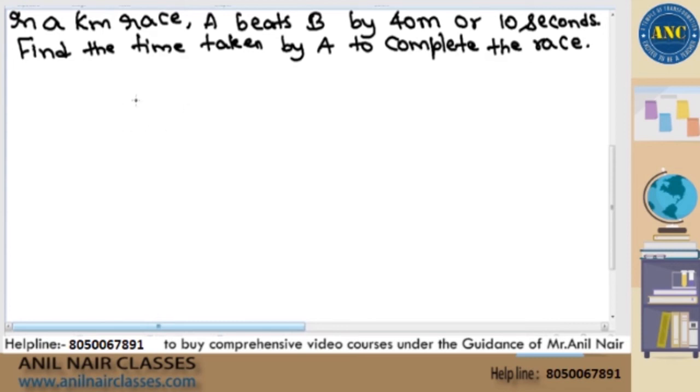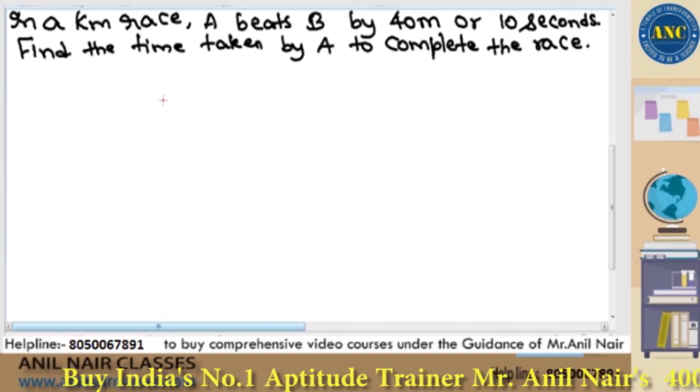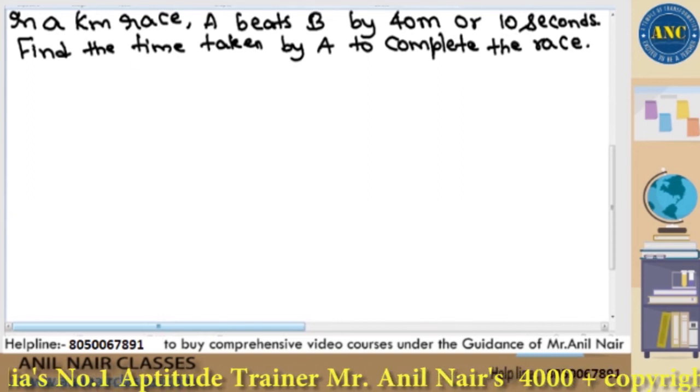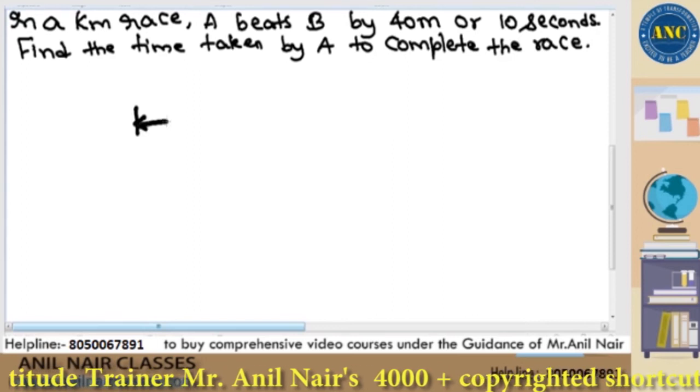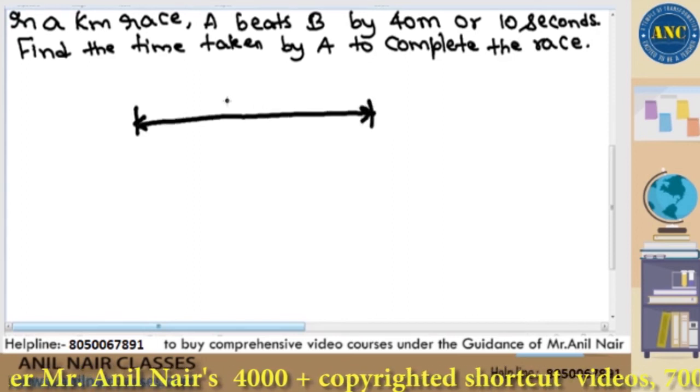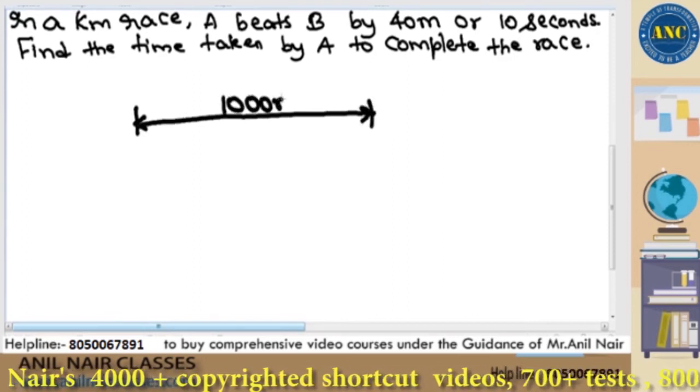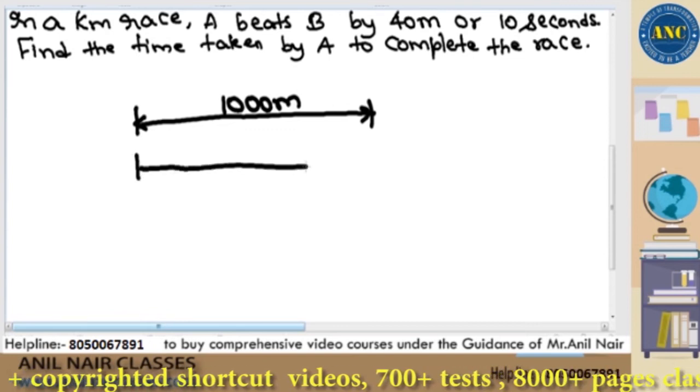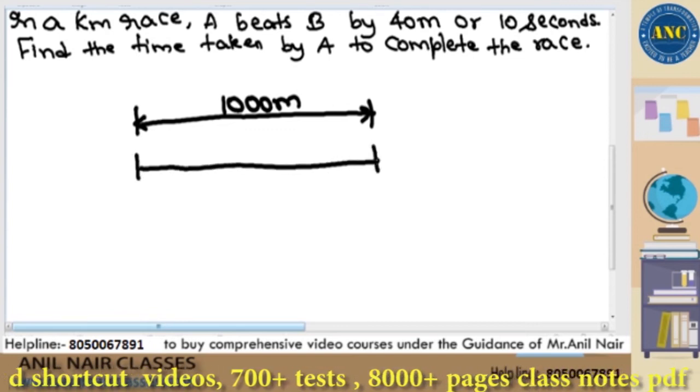See here. Same analogy I'll implement. First let us read the question. In a kilometer race, A beats B by 40 meters or 10 seconds. Find the time taken by A to complete the race. That means there is a race. The length of the race is 1000 meters. Right? Suppose this is the track. The length of the race is 1000 meters.